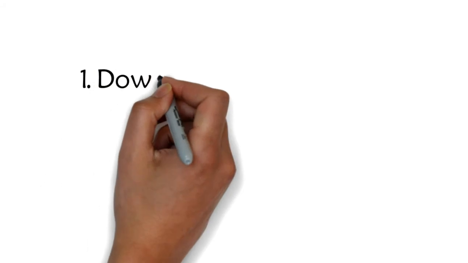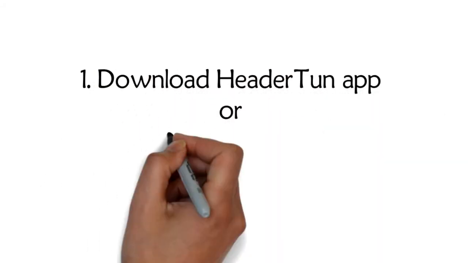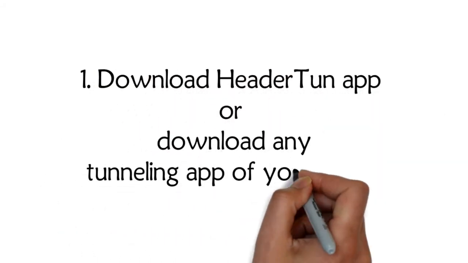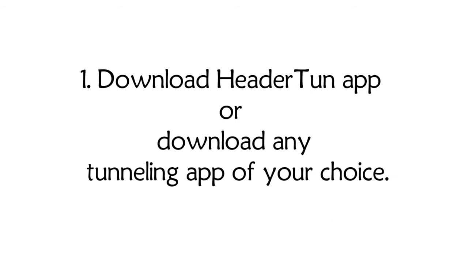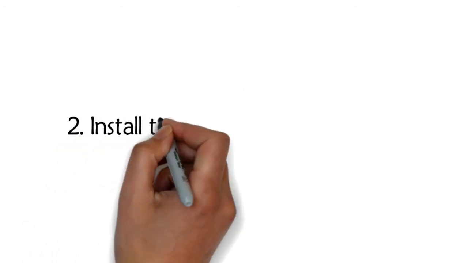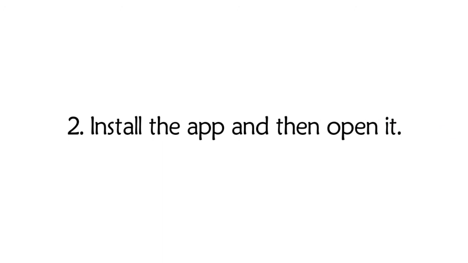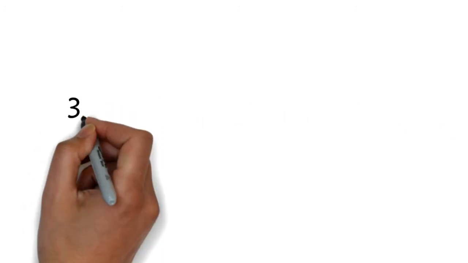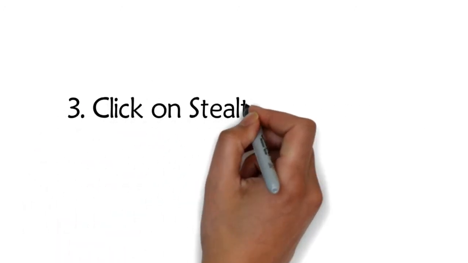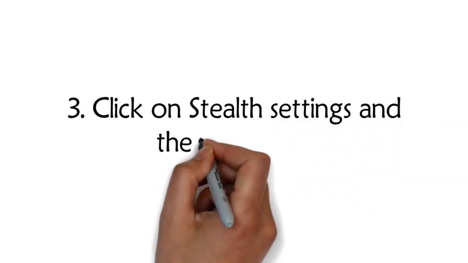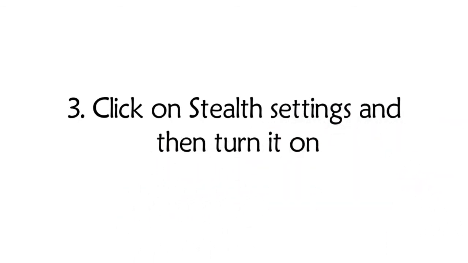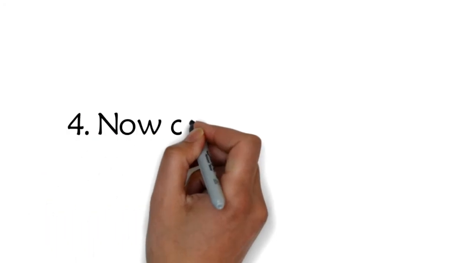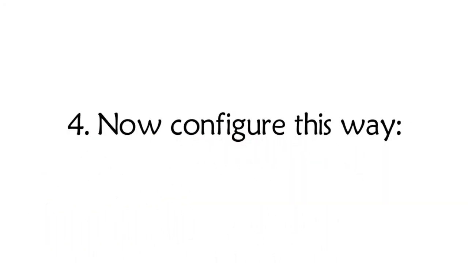Procedures: 1. Download HeaderTun app or download any tunneling app of your choice. 2. Install the app and then open it. 3. Click on Stealth Settings and then turn it on. 4. Now configure this way.